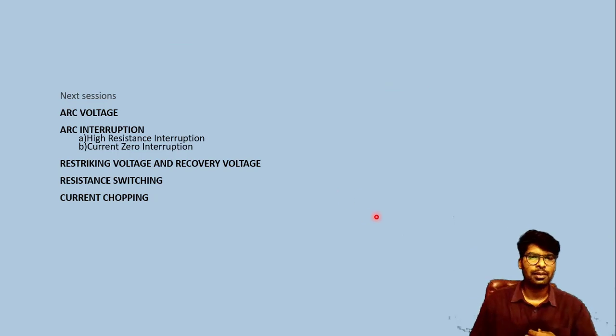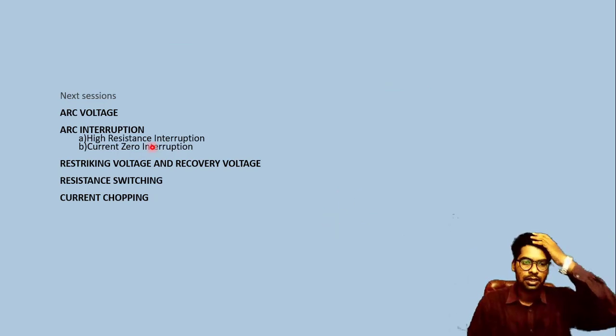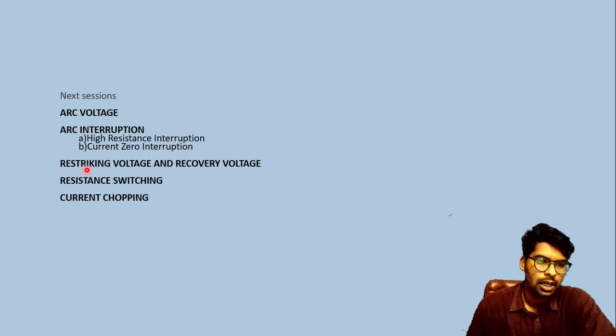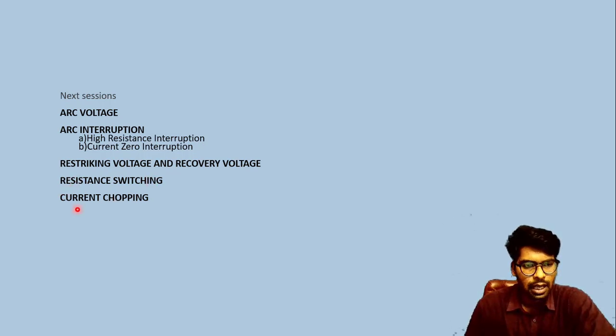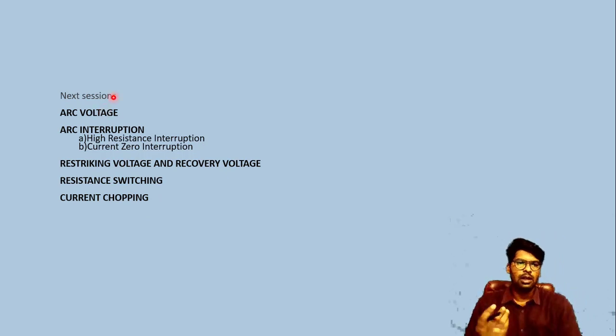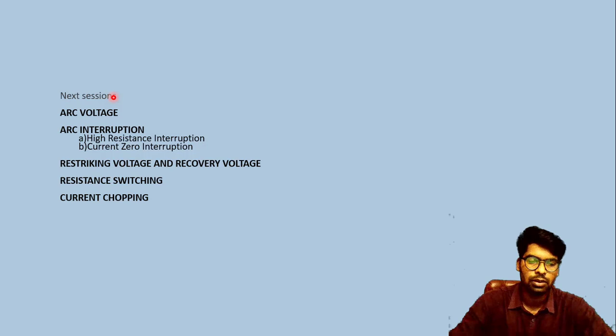In coming classes, we'll deal with interruption and current zero interruption, restriking voltage and recovery voltage, and again resistance switching and current chopping. These are the basic terminologies and basic things we need to know about circuit breaker operation. During circuit breaker operation we'll see all these things, and later we'll move to different types of circuit breakers, followed by MCBs and MCCBs.